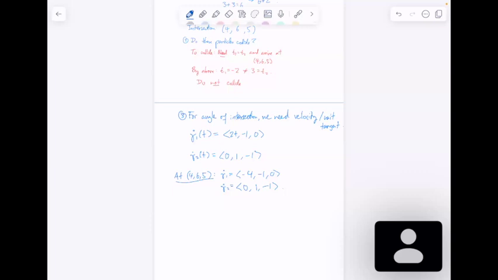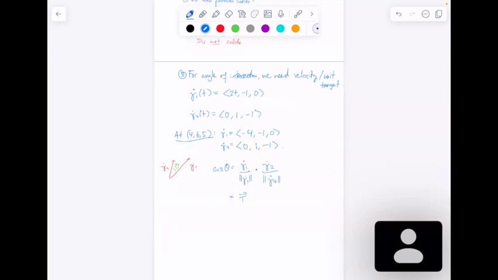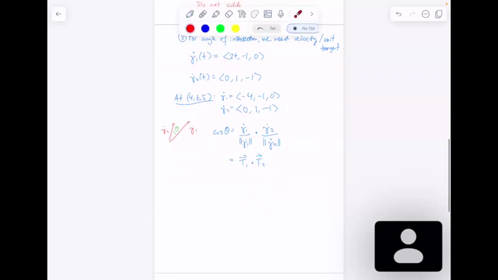We have the fact that if this is gamma 1 and gamma 2, and this is the angle, and we want the cosine of the angle between them, then we know that cosine theta is equal to gamma 1 dot over the magnitude of gamma 1 dot, dotted with gamma 2 dot over its speed, right? It's the same thing as T1 dotted with T2.